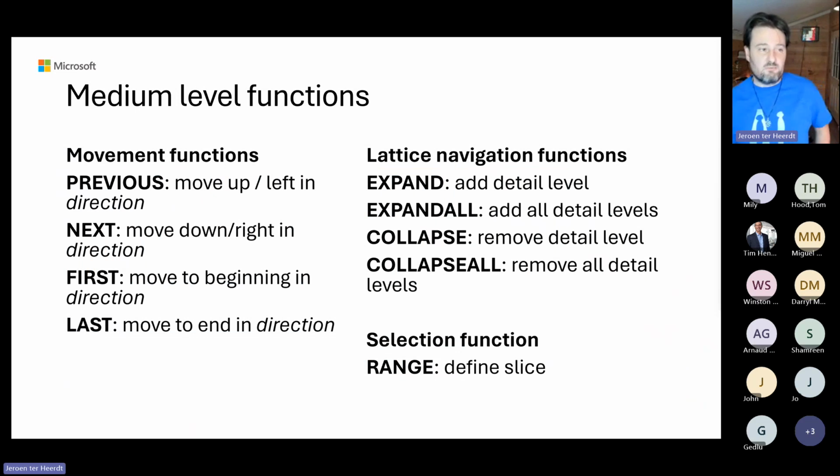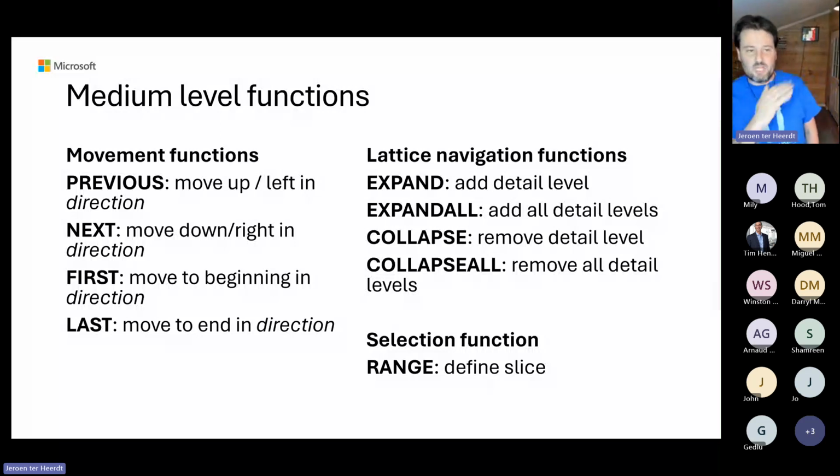And then the medium level functions are previous. I showed you that. Next, opposite direction, first and last. So previous is a shortcut to offset -1, move up. Next is a shortcut to offset +1, move one down. First is a shortcut to index 1, get to the first one. Last is a shortcut to index -1, get to the last one.